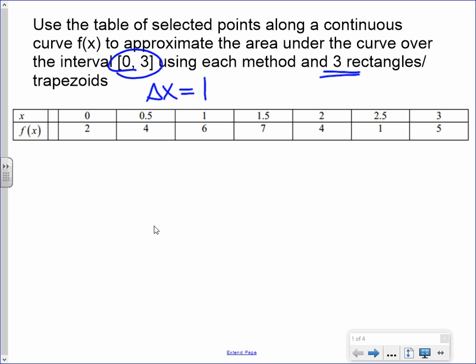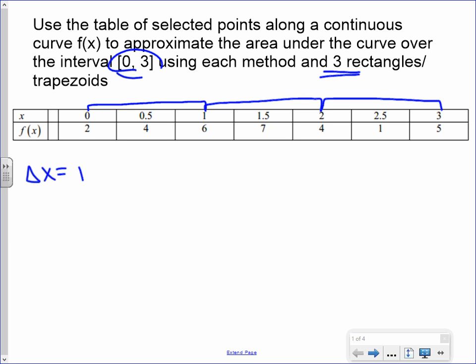Okay. So sometimes this is what I like to do. I have a rectangle that stretches from 0 to 1, and then I have a rectangle that stretches from 1 to 2, and then a rectangle that stretches from 2 to 3.